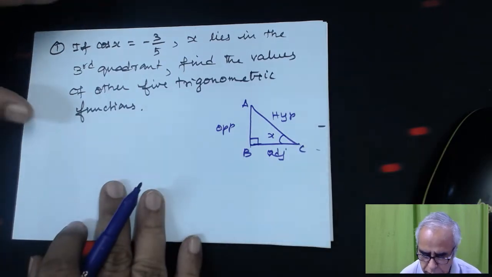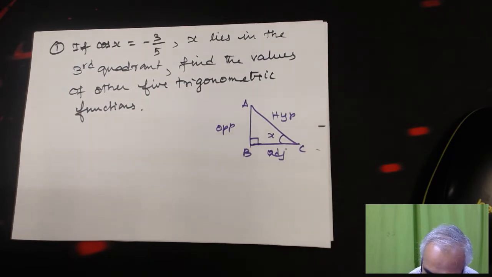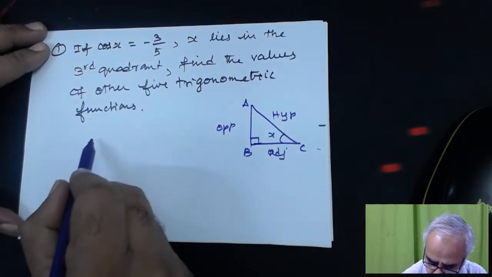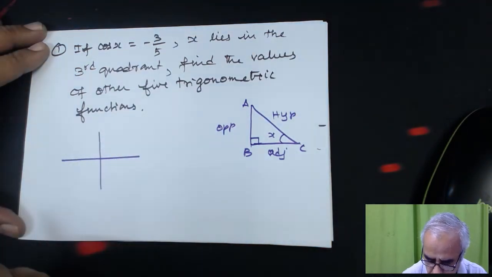Let us consider this problem. If cos x is equal to minus 3 by 5, x lies in the third quadrant. Find the values of other 5 trigonometric functions. Let us consider the first quadrant, second quadrant, third quadrant.